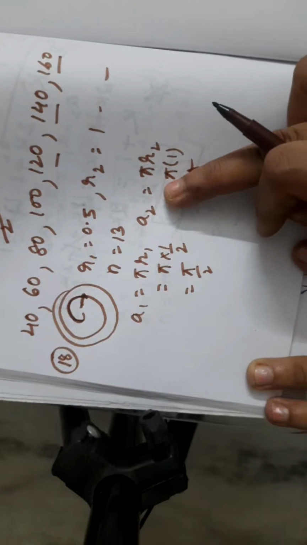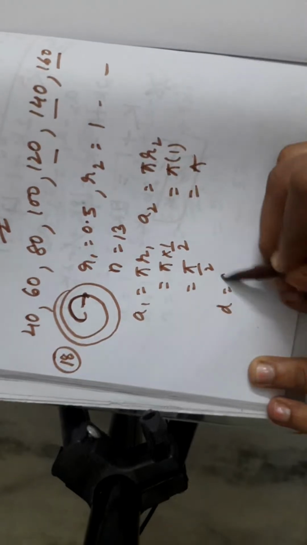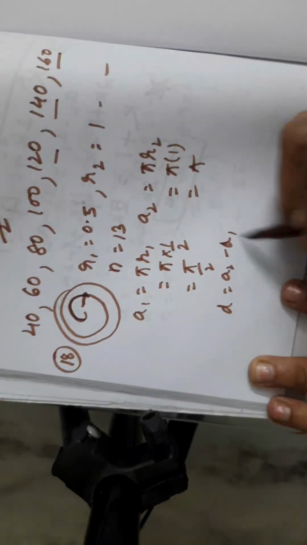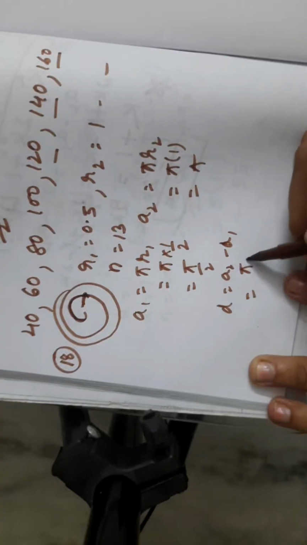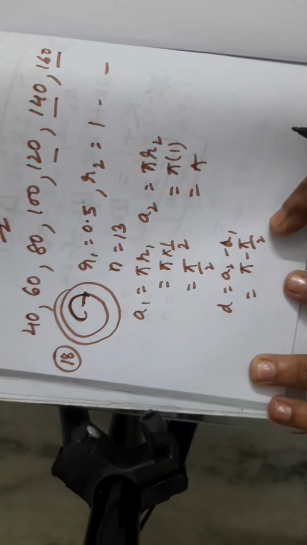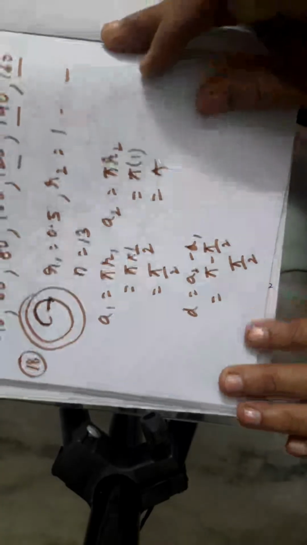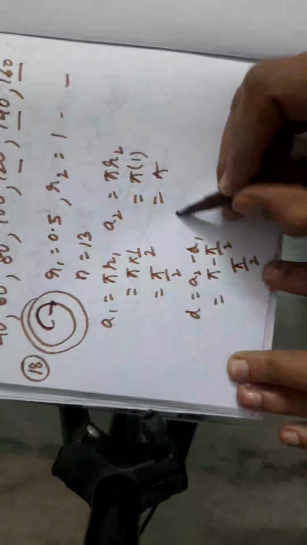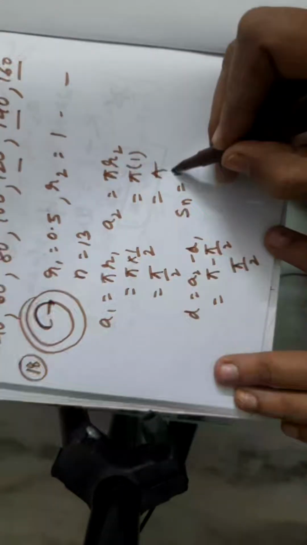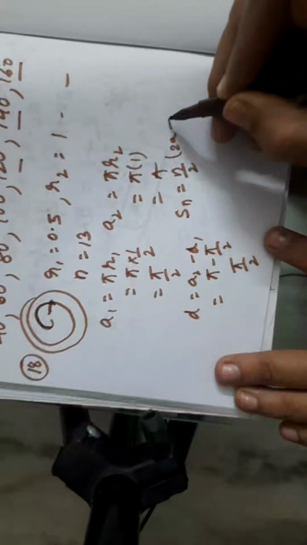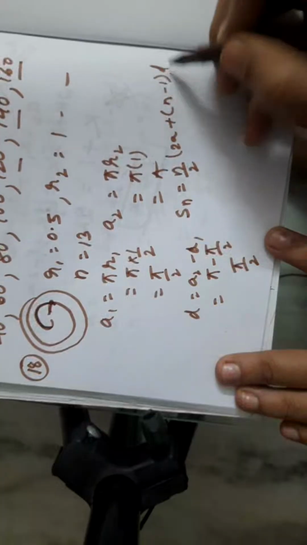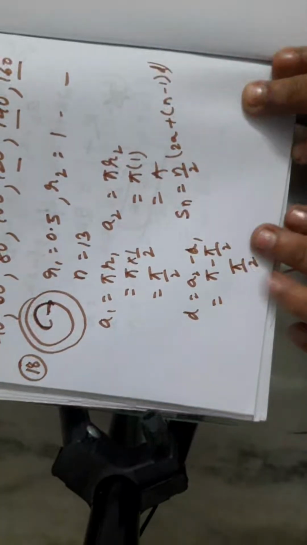So now we can find out the common difference. Common difference is A2 minus A1. Thus it is pi minus pi by 2. 1 minus half is half. So d we got pi by 2. We need to find the sum of 13 terms. So S is n by 2, 2a plus n minus 1 d. Put out all the values in the equation.